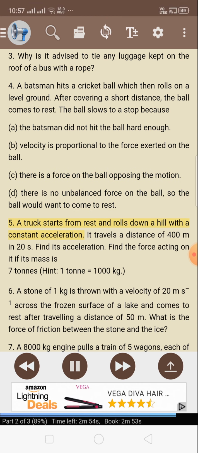5. A truck starts from rest and rolls down a hill with a constant acceleration. It travels a distance of 400 meters in 20 s. Find its acceleration. Find the force acting on it if its mass is 7 tons. Hint: 1 ton equals 1,000 kilograms. 6. A stone of 1 kilogram is thrown with a velocity of 20 m s⁻¹ across the frozen surface of a lake and comes to rest after traveling a distance of 50 meters. What is the force of friction between the stone and the ice? 7.